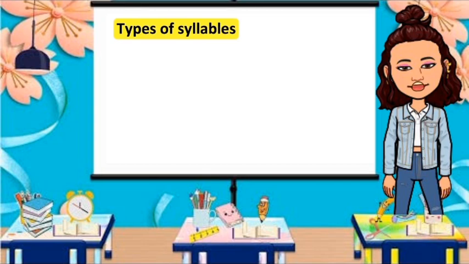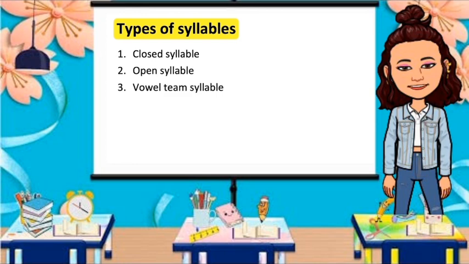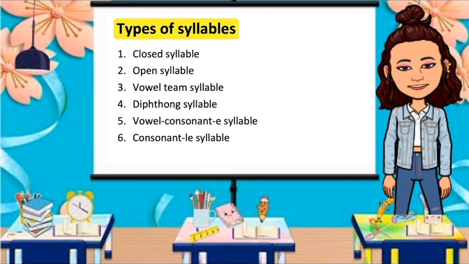There are 7 types of syllables that you need to know about. Closed syllable, open syllable, vowel-teen syllable, diphthong syllable, vowel consonant E syllable, consonant LE syllable, R controlled syllable.